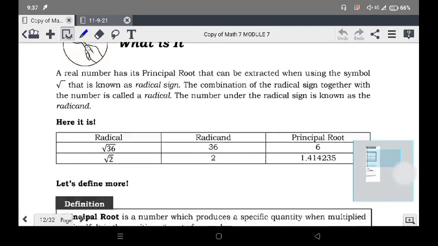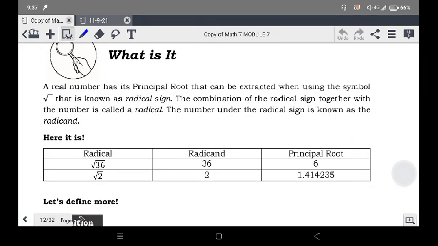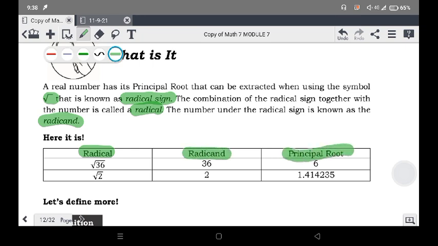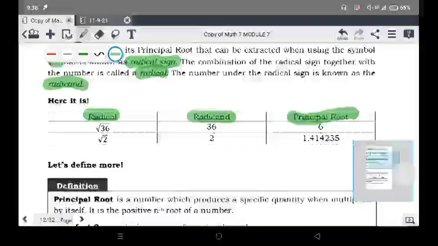So what you did there is you extracted a square root. Okay, so let's take some terminologies in here. A real number has its principal root that can be extracted when using the symbol, this one, that is known to be your radical sign. The combination of radical sign together with the number is called a radical. The number under the radical sign is known as the radicand. So in our example, we have the square root of 36. That is called your radical. Under that, you have your radicand. Then, the principal root is 6. So if you take out the radical, square root of 36, you find the answer that is called principal root.